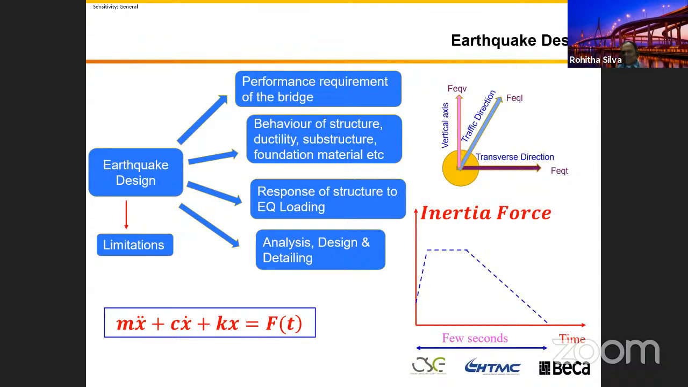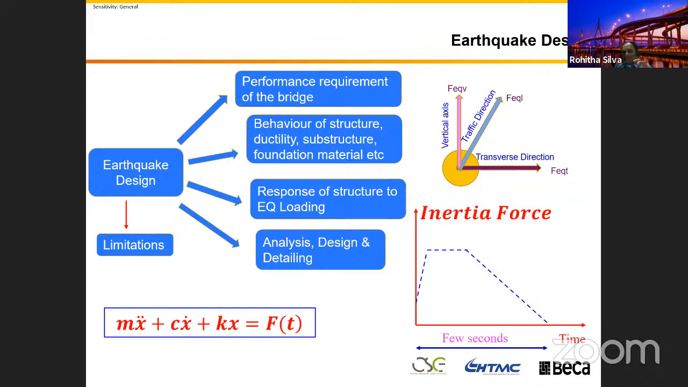Like, for example, we apply traffic load, right? So we use models, right? We use SM1600, we use the LM1 model, right? 600 TS load and 2.7 UDL.